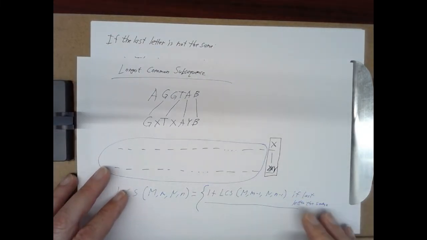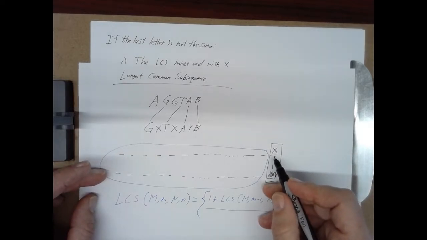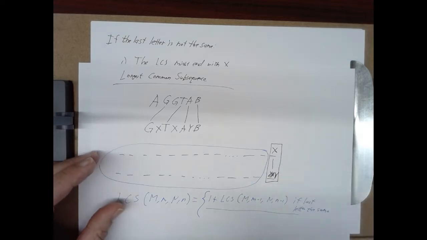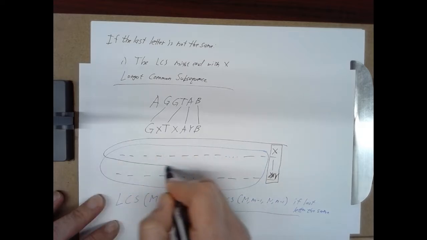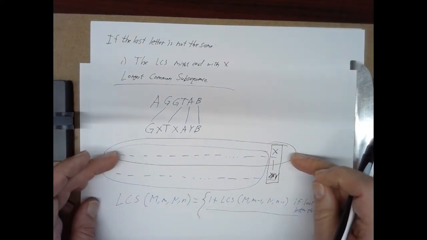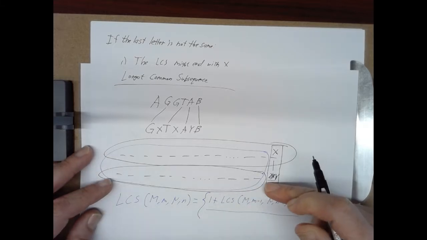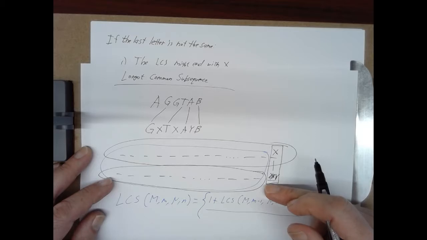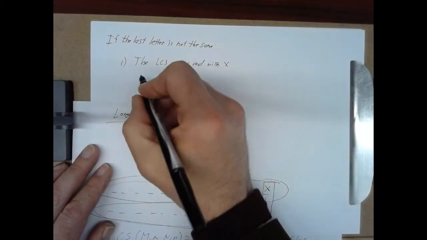Right, that's kind of obvious. Whatever the longest common substring is between your two strings, it either ends with x or it does not end with x. Okay? If it ends with x, then we have a substring to this original string, and it's also got to be a substring to this shortened second string. Because if that common subsequence ends with an x, it can't include this last character y, because that's different from x.